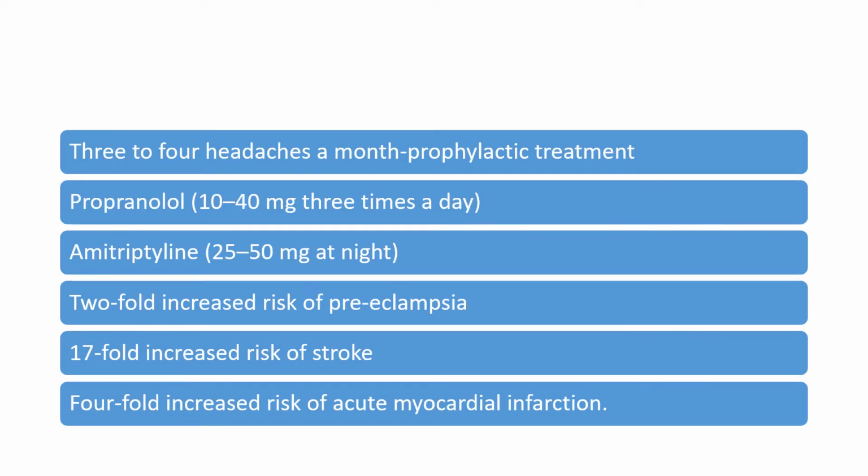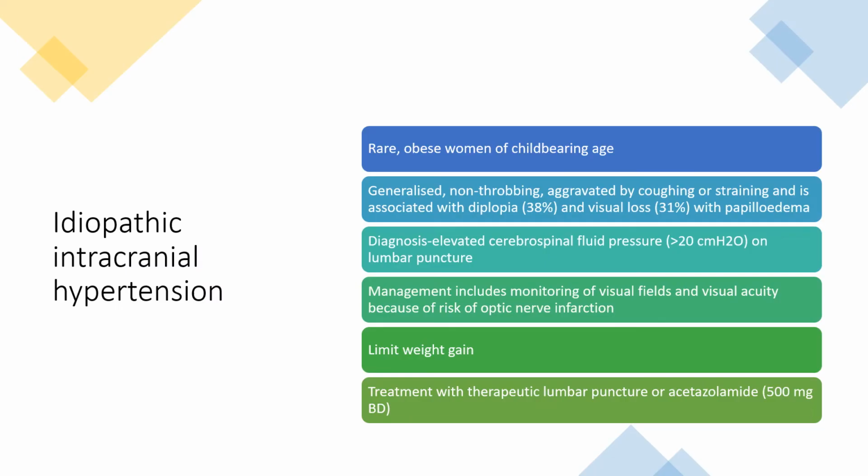So if there are 3 to 4 headaches a month, then prophylactic treatment can be considered for migraines. So things like propranolol, 10 to 40 milligrams 3 times a day, amitriptyline, 25 to 50 milligrams at night. There's a twofold increased risk of preeclampsia in patients with migraines, 17-fold increased risk of stroke, 4-fold increased risk of acute myocardial infarction in patients with migraines.